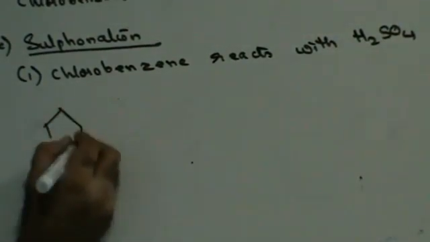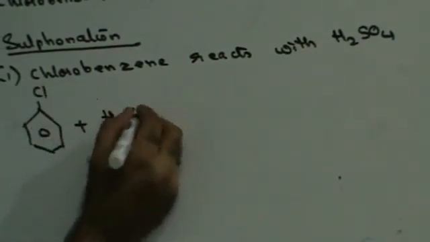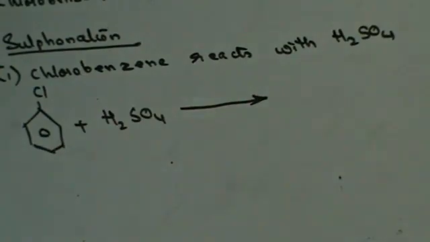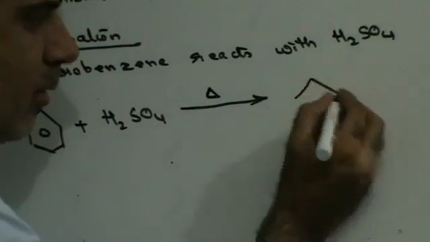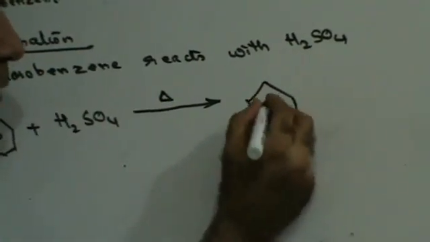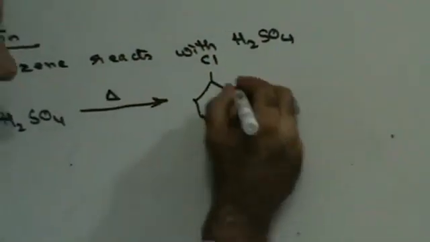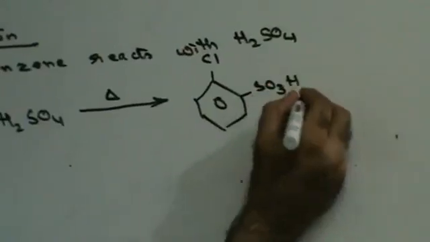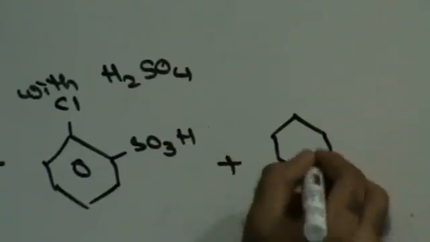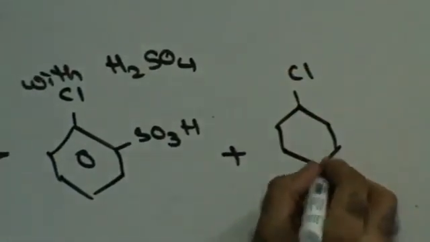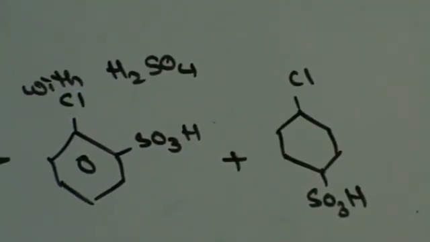Chlorobenzene reacts with sulfuric acid. Now the reaction takes place in the presence of heat. You would get ortho and para compounds. So chlorine here as it is, SO3H, plus chlorine and SO3H. This is chlorobenzene.